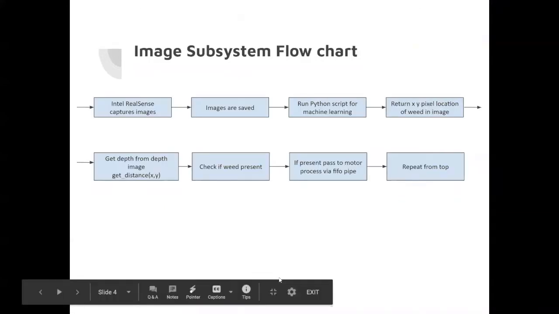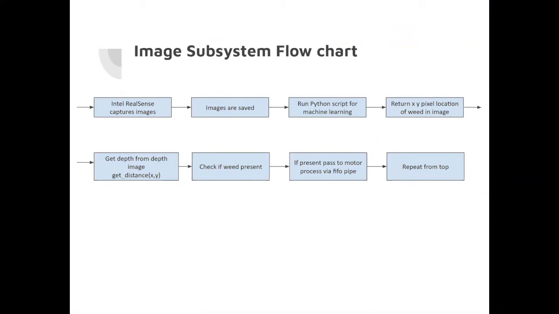So this is the image processing flowchart. First thing I do is capture an image and save it to the directory, and then I execute the machine learning model, and I return an XY pixel location. I get the depth image from the depth camera based on the pixel location given by the Python script, and then I check if the weed is present, and if it is, I pass it via the FIFO pipe, and then I go back to capturing an image.